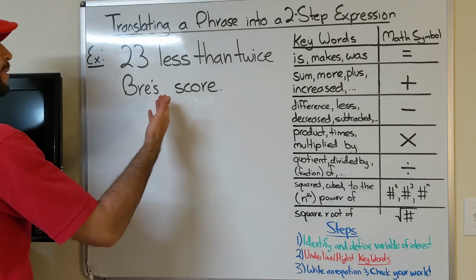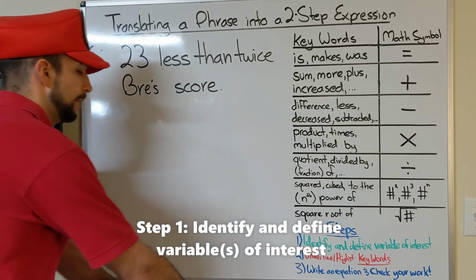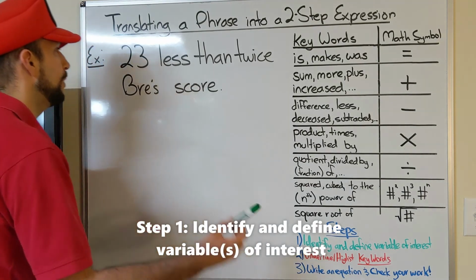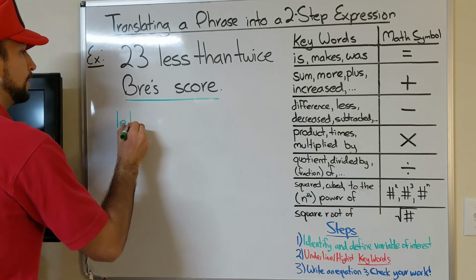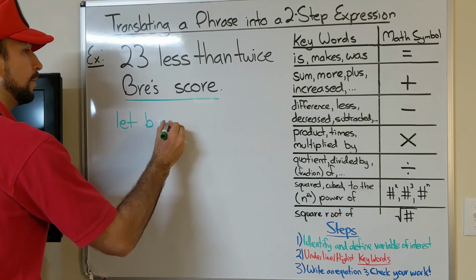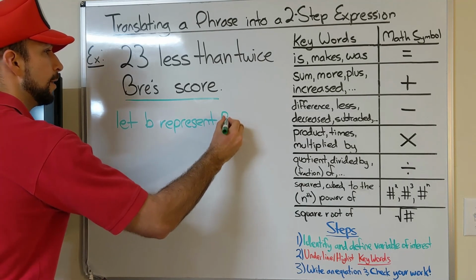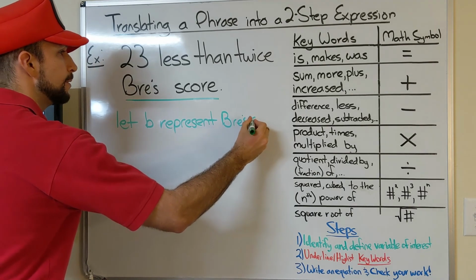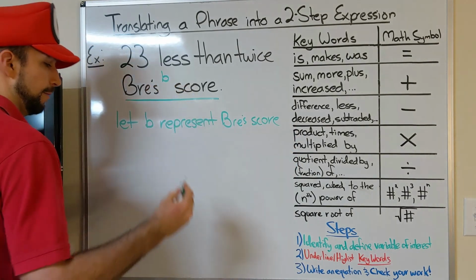Here we have 23 less than twice Bree's score. So our first step is to identify the unknown. Here we don't know Bree's score. So let B represent Bree's score. So this is going to be our variable B.